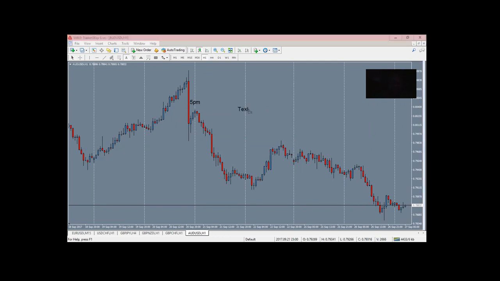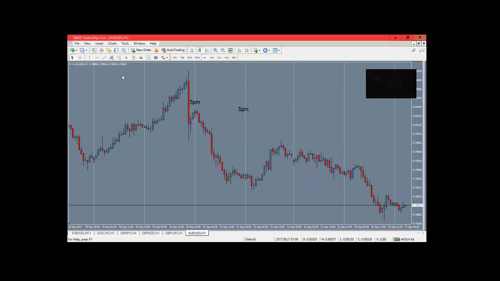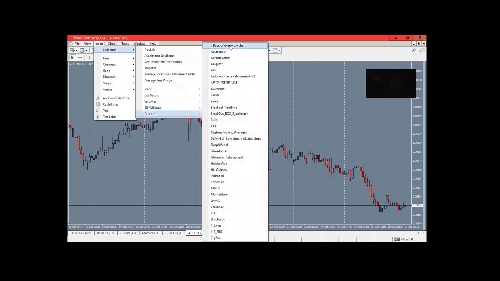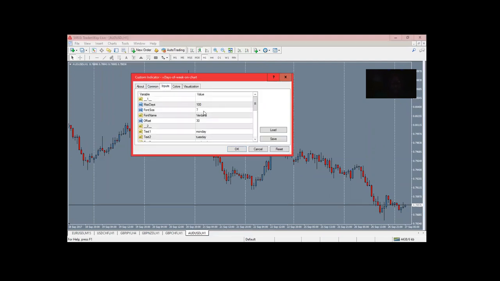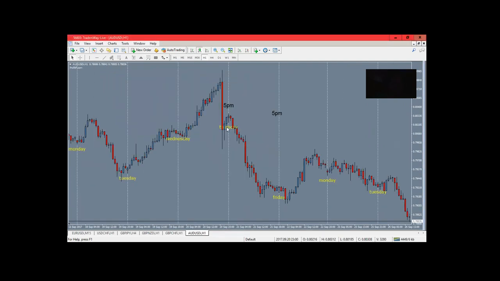That's going to be 5 p.m. And this is going to be 5 p.m. So every time you see that white line, it's the start of a new day. Or I can just do something like this to make it a little easier for you. There we go. Thursday, Friday, Monday, Tuesday. See those little white lines? This is the start of a new day. So the new day starts at 5 p.m.